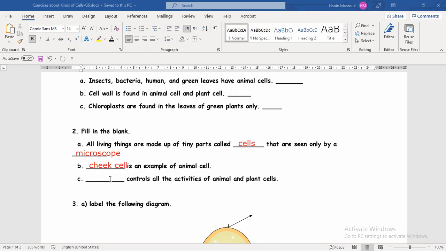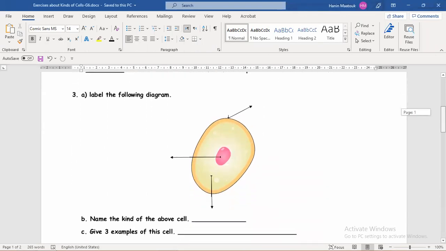Okay. Now part C: blank controls all the activities of animal and plant cells. Controls, this is also from our study. It's clear that they are talking about a certain part in the animal cell and also a common one with plant. And the one that controls is the nucleus. So the answer here is nucleus. This is for fill in the blank. Let's move now to the third question.